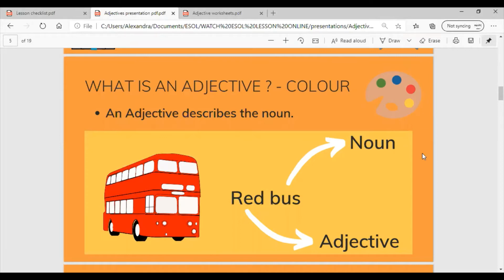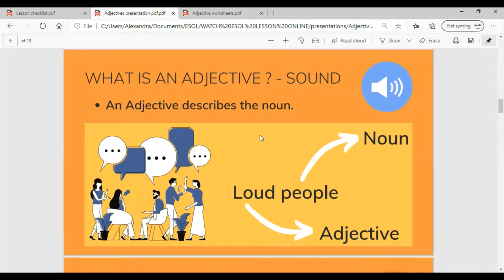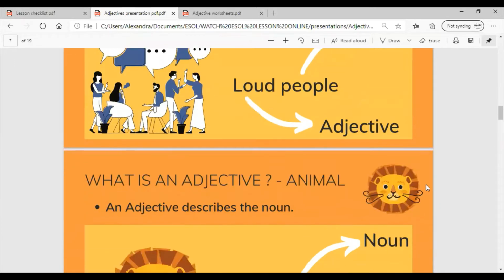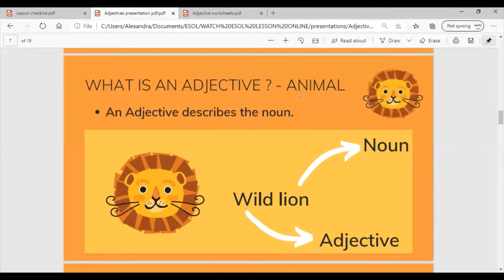Next, you can see that we've got the different category of sound. So we have a group of people. People is our noun, and the way their sound has been described is loud. So loud would be our adjective. It's a way of describing the noun. Next, we have the category of animal. So we have a wild lion. Lion would be our noun, and wild would be our adjective.